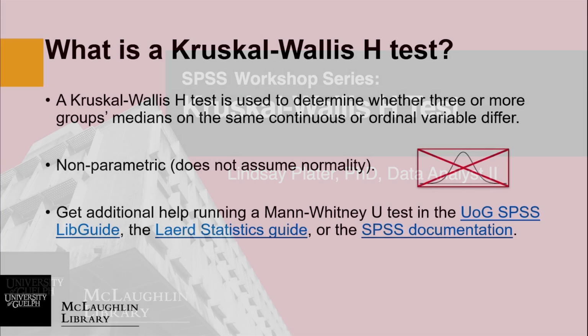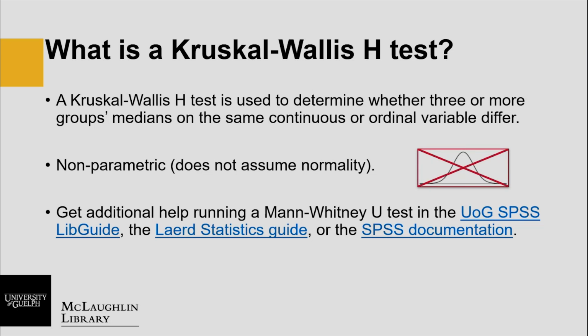What is a Kruskal Wallis H-test? A Kruskal Wallis H-test is used to determine whether three or more groups' medians on the same continuous or ordinal variable differ. This is a non-parametric test. It does not assume normality of your group, so you do not have to meet this typical bell-shaped curve.